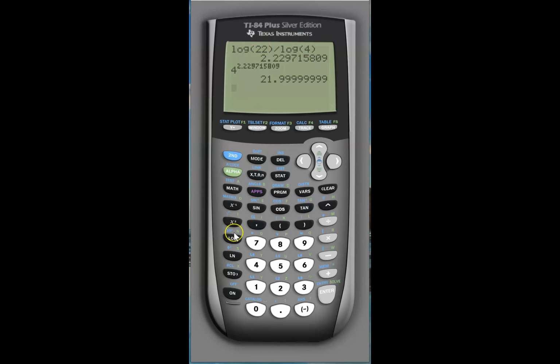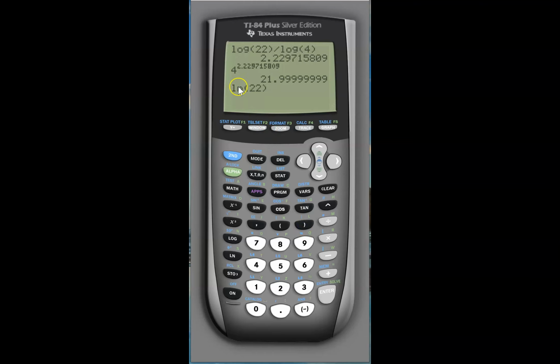But because I don't have a log base 4 as one of these buttons, I'm using the change of base formula, which allowed me to use a base 10 log to calculate a base 4 log. Now you can change bases to any base. So I could have also used a natural log. This is a base e, but I could follow the same change of base formula.